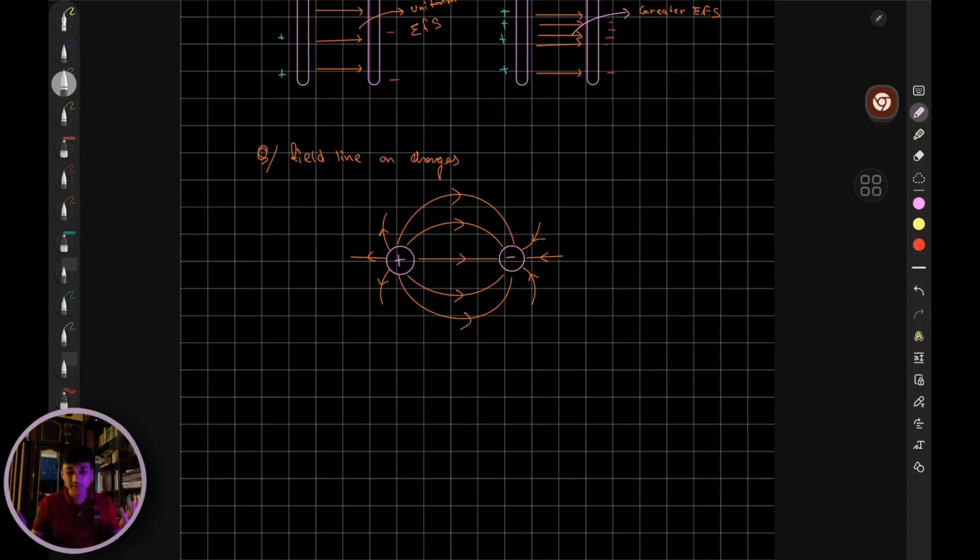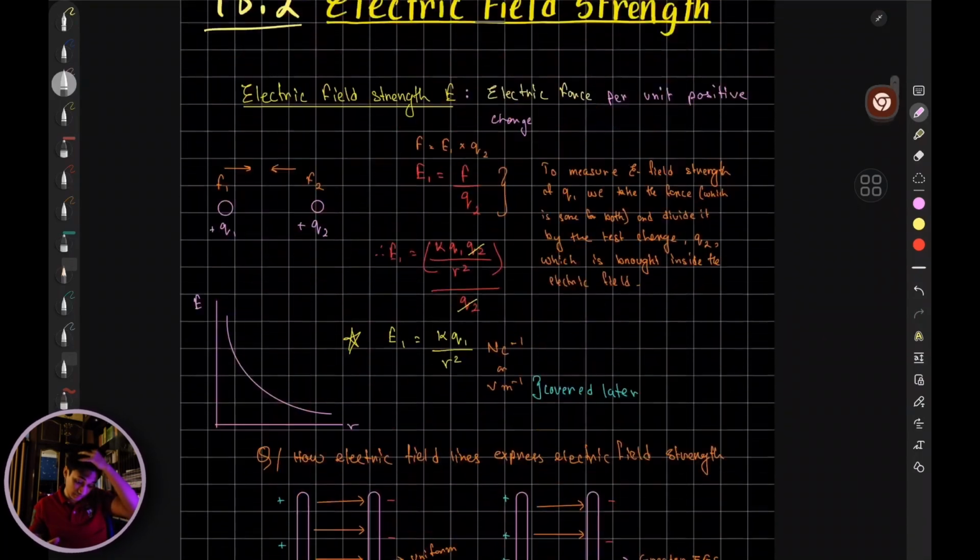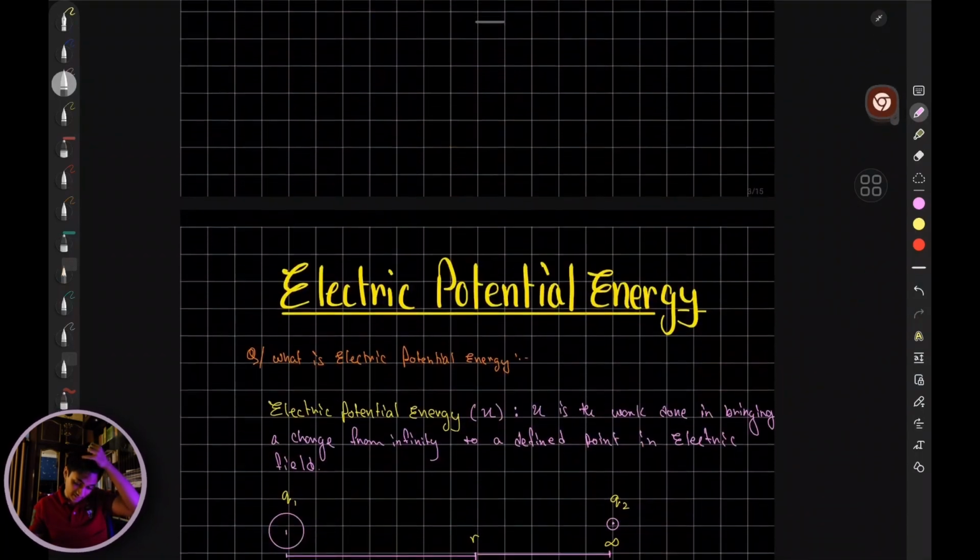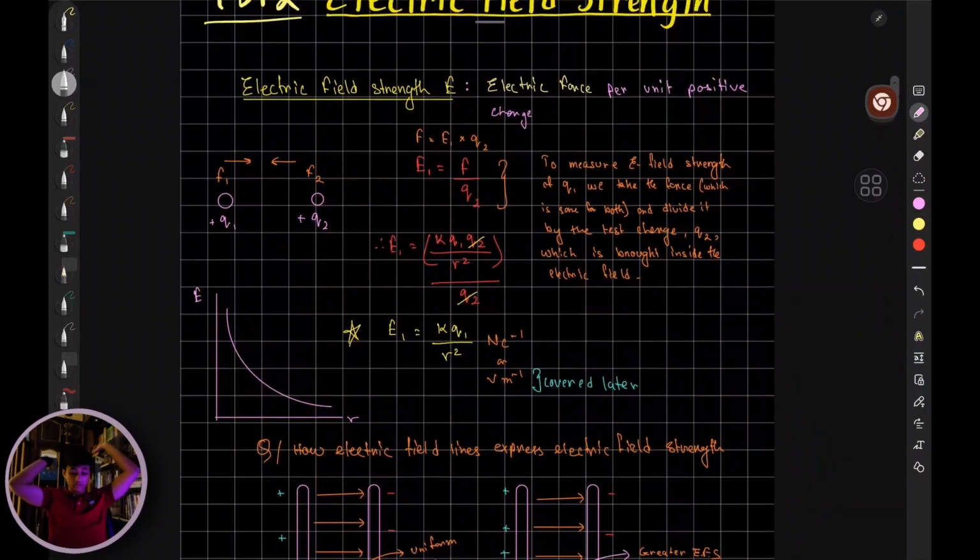So yeah, this is very simple. And that's, I guess, all about electric field strength. Next we're going to be talking about electric potential energy. All right, next video for that.